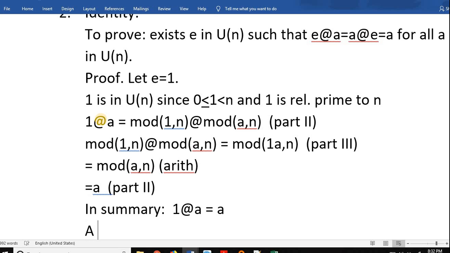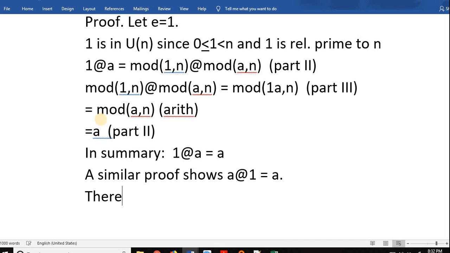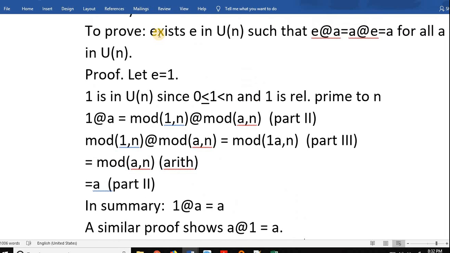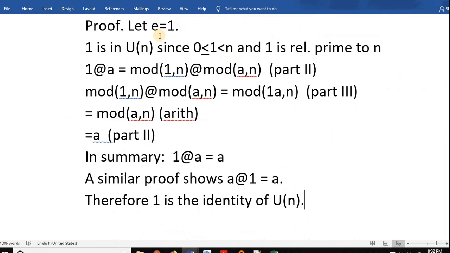A similar proof shows A at 1 is equal to A. So that therefore 1 is the identity of U of N. So that finishes the identity proof. All right, let's go ahead and do inverse.